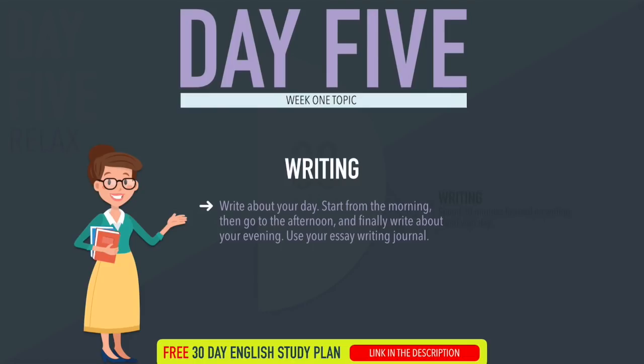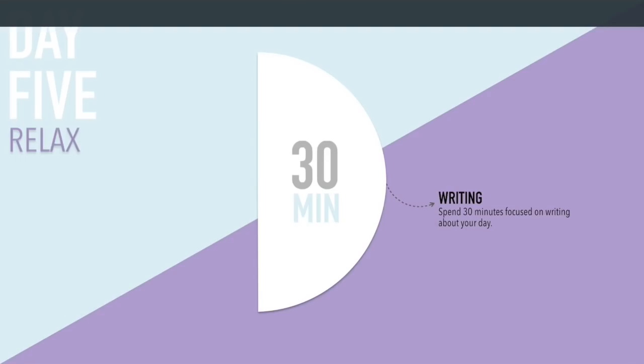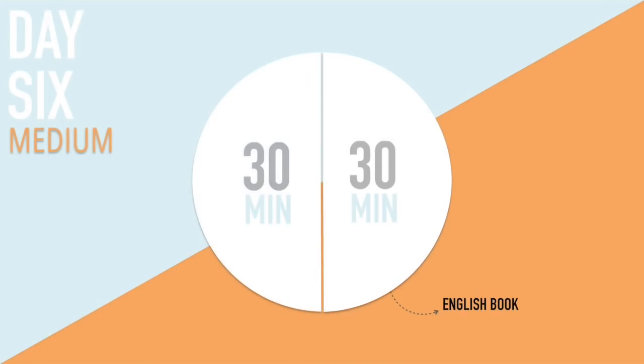Use your essay writing journal. Okay, this is your 3rd journal again, okay? Use your essay writing journal to write about your day, okay? All right, now let's keep going. So for day 6, now we're going back to medium.